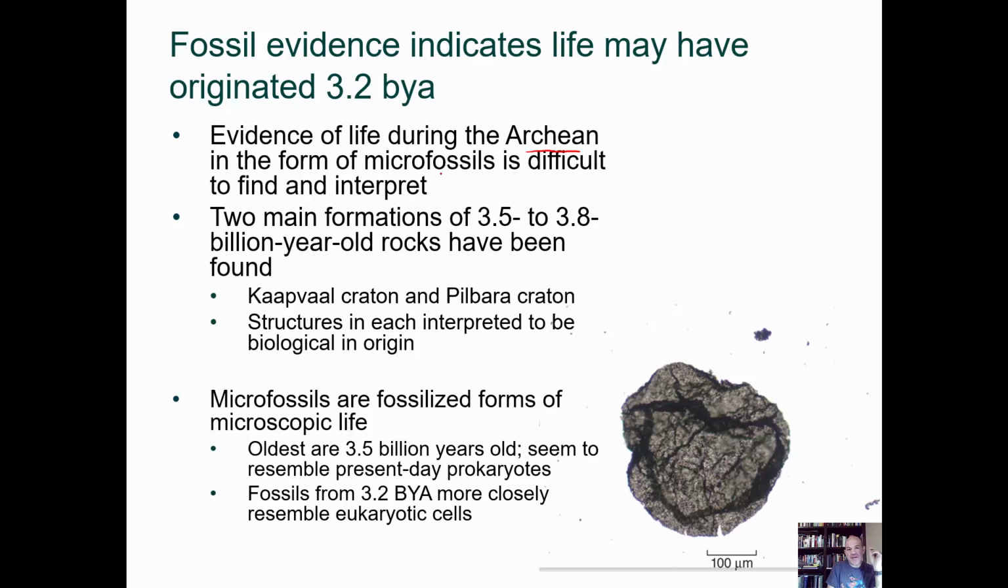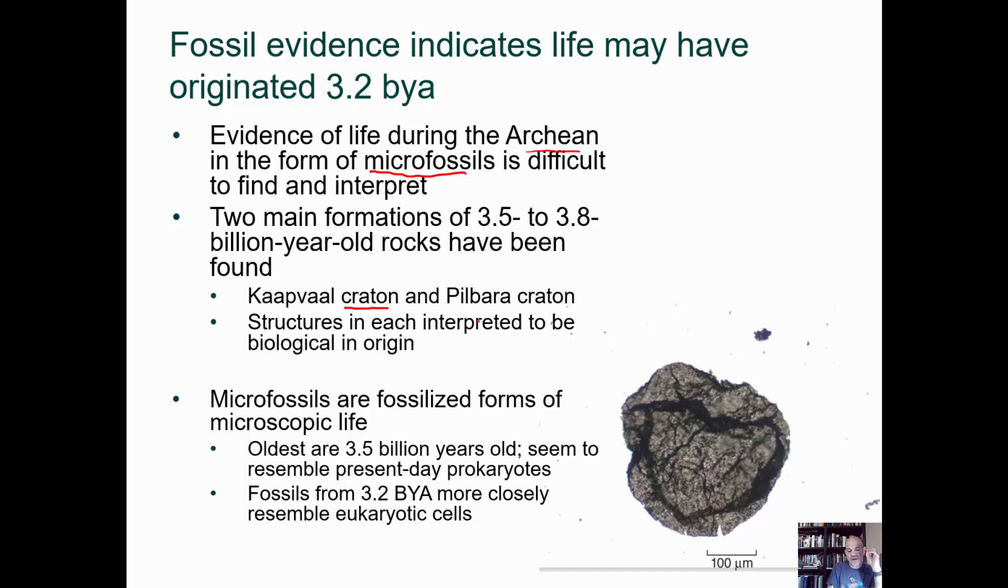And here we have to look at structures called microfossils. These microfossils would be pretty small, about a micrometer in size. And to do that, we have to look at pretty ancient rocks that have been relatively undisturbed by the rock cycle. Such types of rocks are found in geological formations called cratons. There are two that date back between 3.5 and 3.8 billion years ago. One is the Kaapvaal Craton in Africa, and the other one is the Pilbara Craton in Australia.